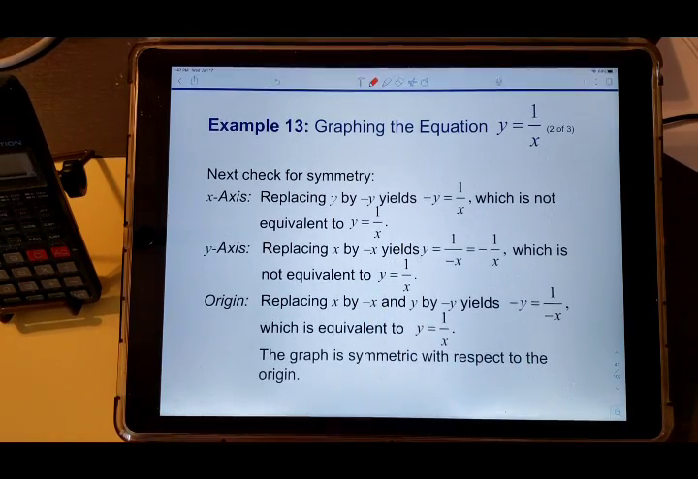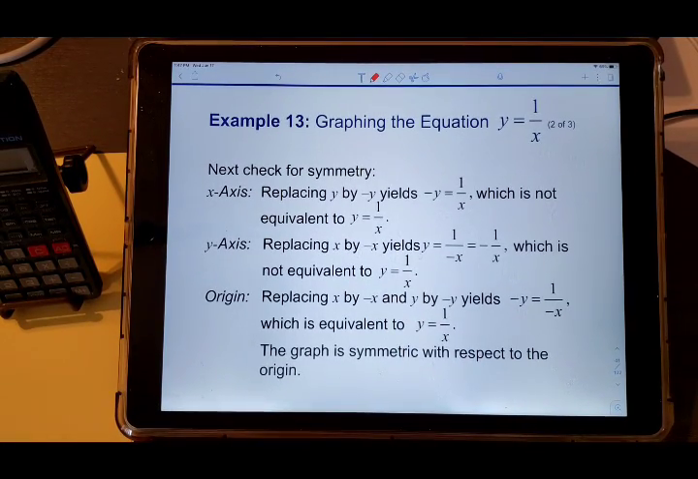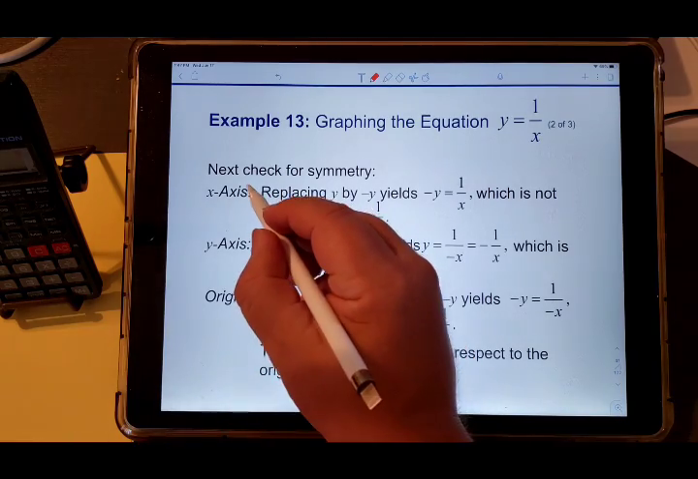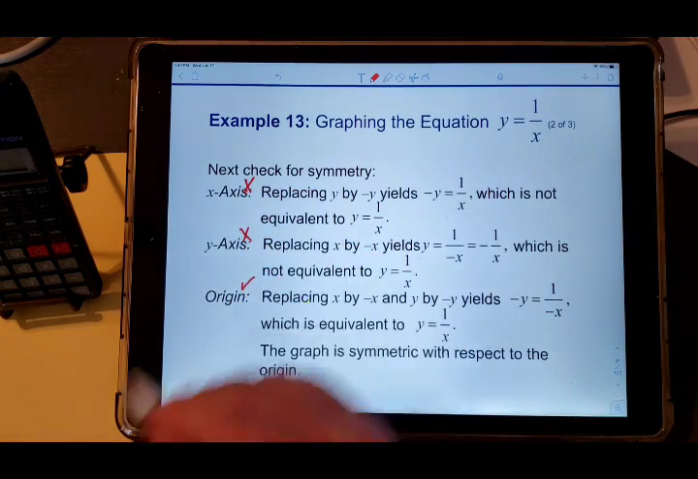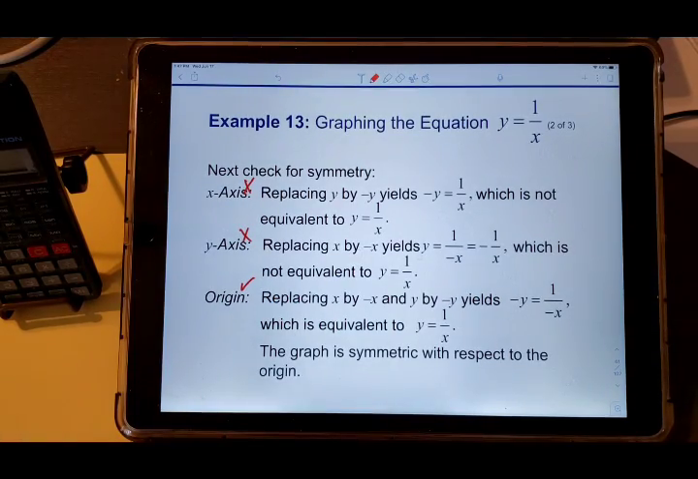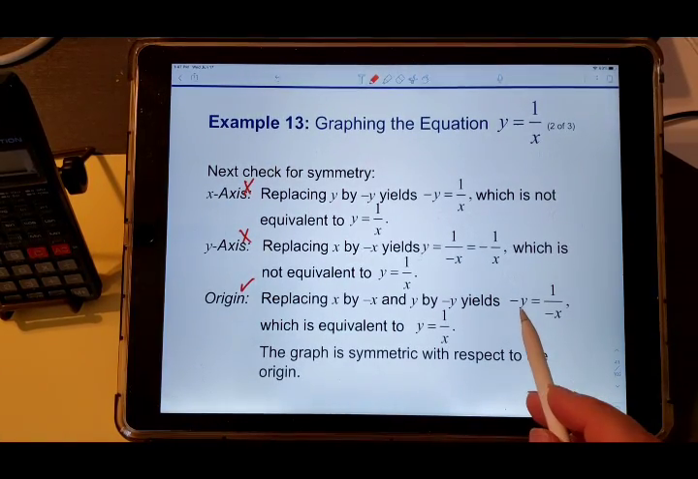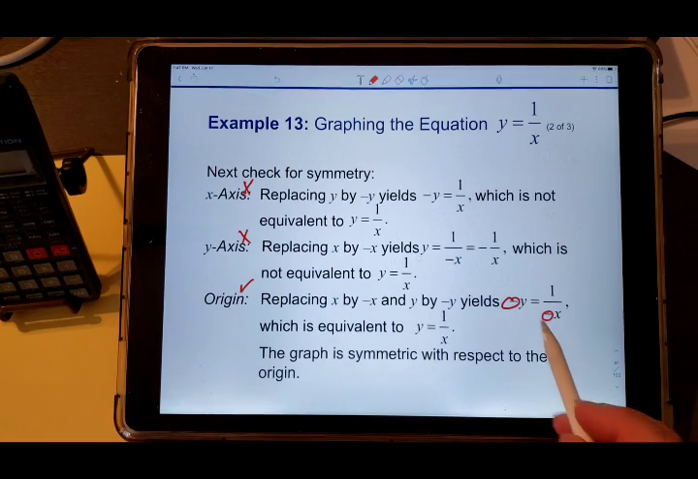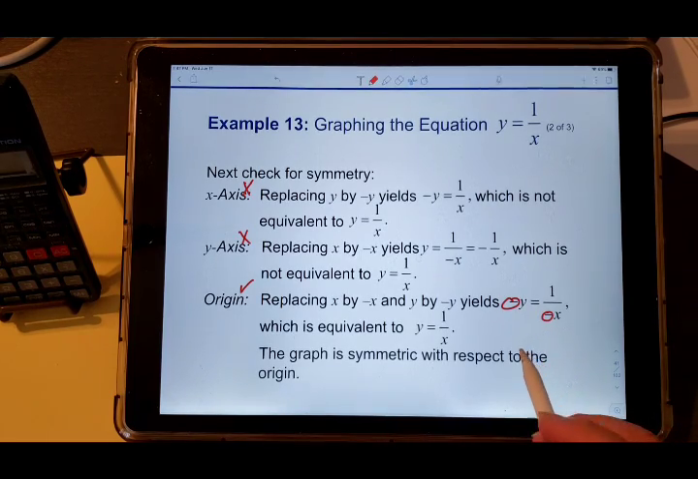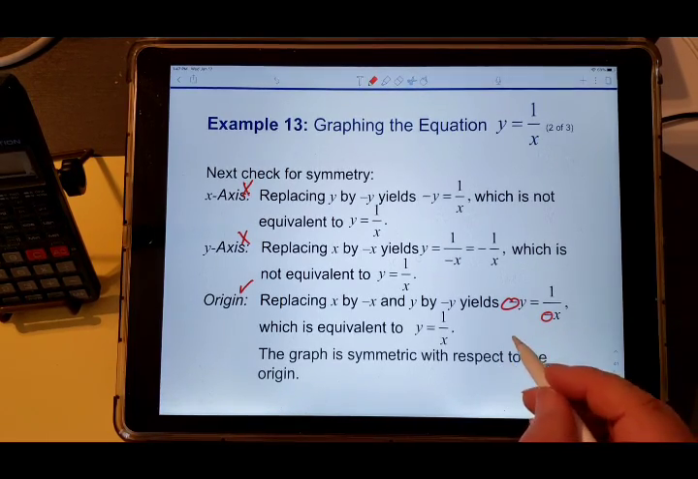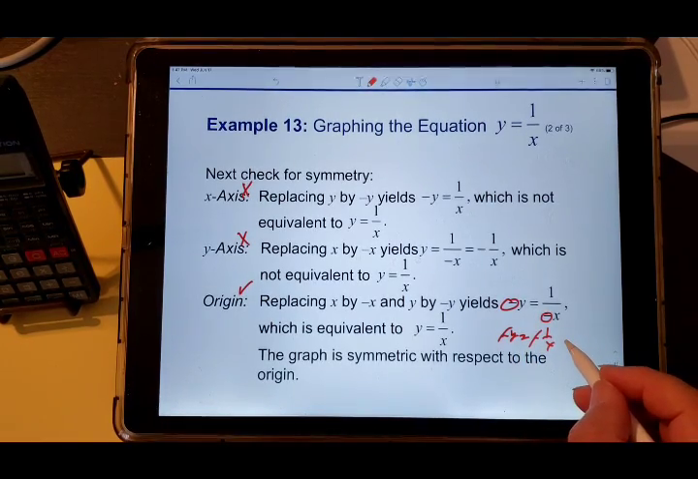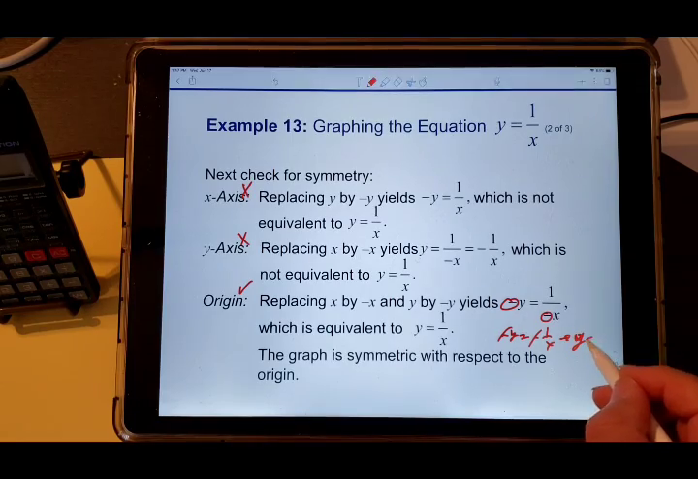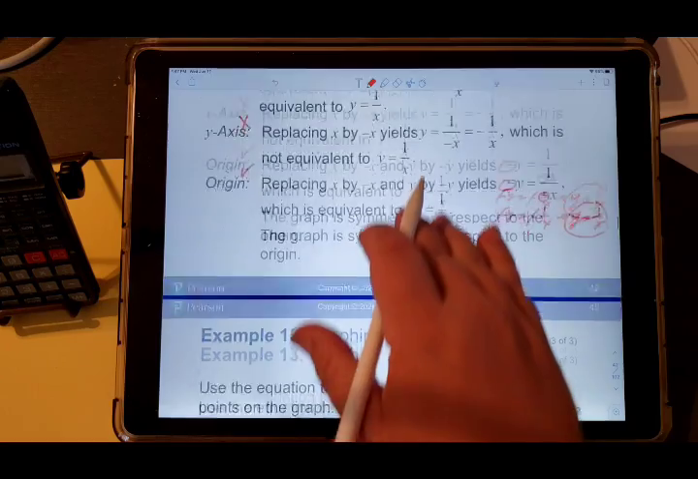Next step they're going to do is check for symmetry. And just go through these kind of quickly, but it fails symmetry with the x and the y-axis, but it does pass the test for the origin. And that is, if you put negatives on both y and x, you can simplify that to minus y equals minus 1 over x. Get rid of the minuses. It simplifies to what you started with before. So it is symmetric with respect to the origin.